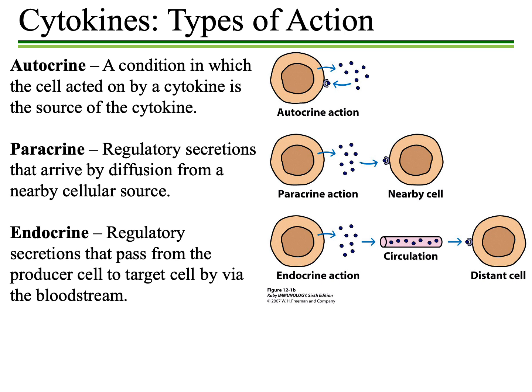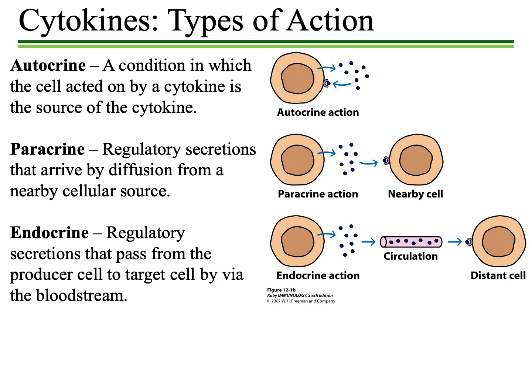Cytokines can be described or categorized in many different ways. One way to categorize a cytokine is the type of action it actually produces, meaning how does the cytokine behave? There are 3 different categories that describe types of action or modes of action for cytokines. Autocrine is the first one, which is a condition in which the cell acted on by a cytokine is the source of the cytokine. So in this particular example, if you look at the figure associated with an autocrine function, a cell produces the cytokine, and the cytokine acts on the exact same cell that produced the cytokine in the first place.